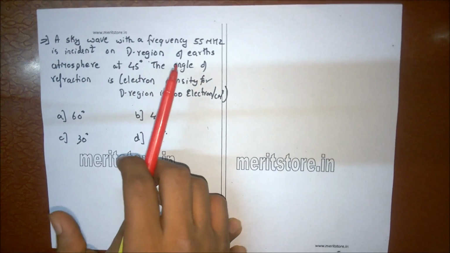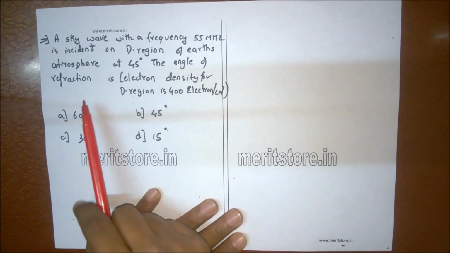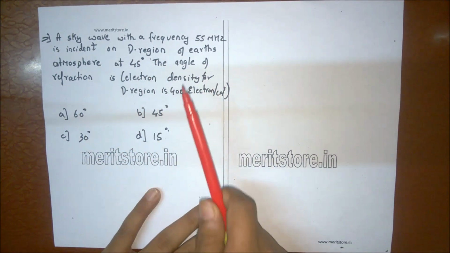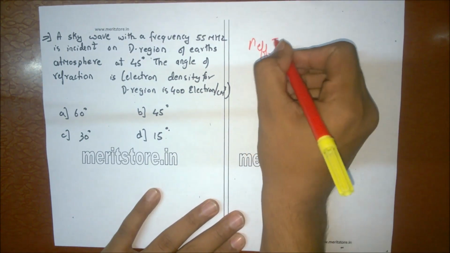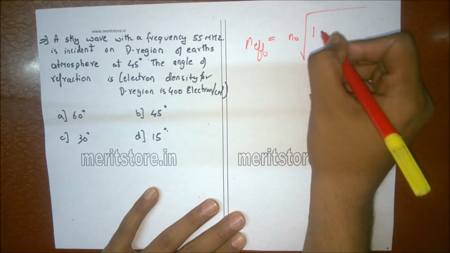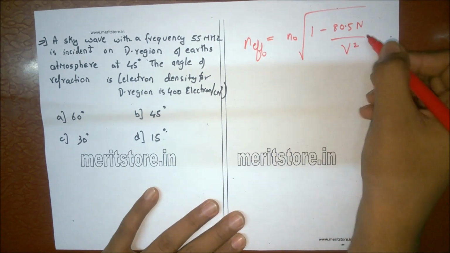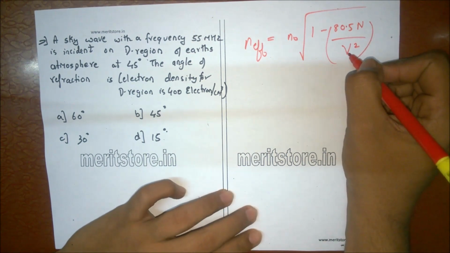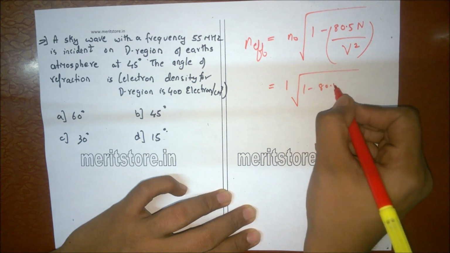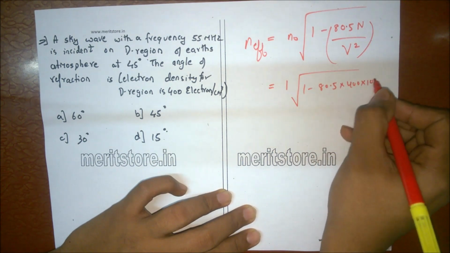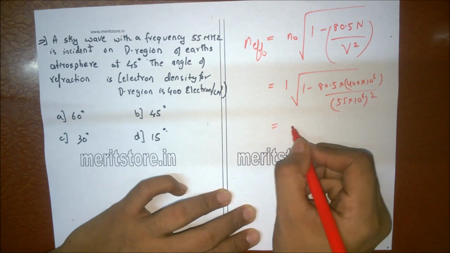A sky wave with a frequency of 55 MHz is incident on the D region of Earth's atmosphere at 45 degrees. The angle of refraction is, here are the options. Now, the electron density for the D region is 400 electrons per centimeter cube. Now, we know that n_eff is equal to n_0 into root of 1 minus 80.5 N upon f square, where N is the electron density and f is the frequency. So, substituting the values, n_0 is 1 minus 80.5 into 400 into 10 raised to 6 upon 55 into 10 raised to 6 the whole square, which is equal to 1.